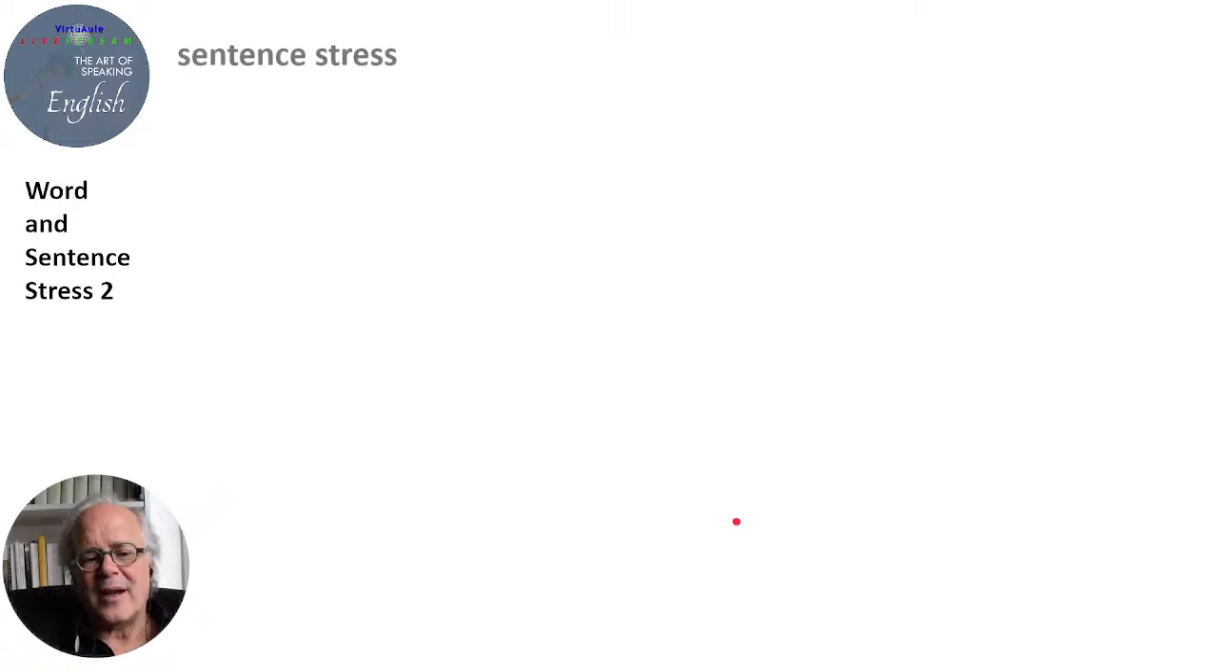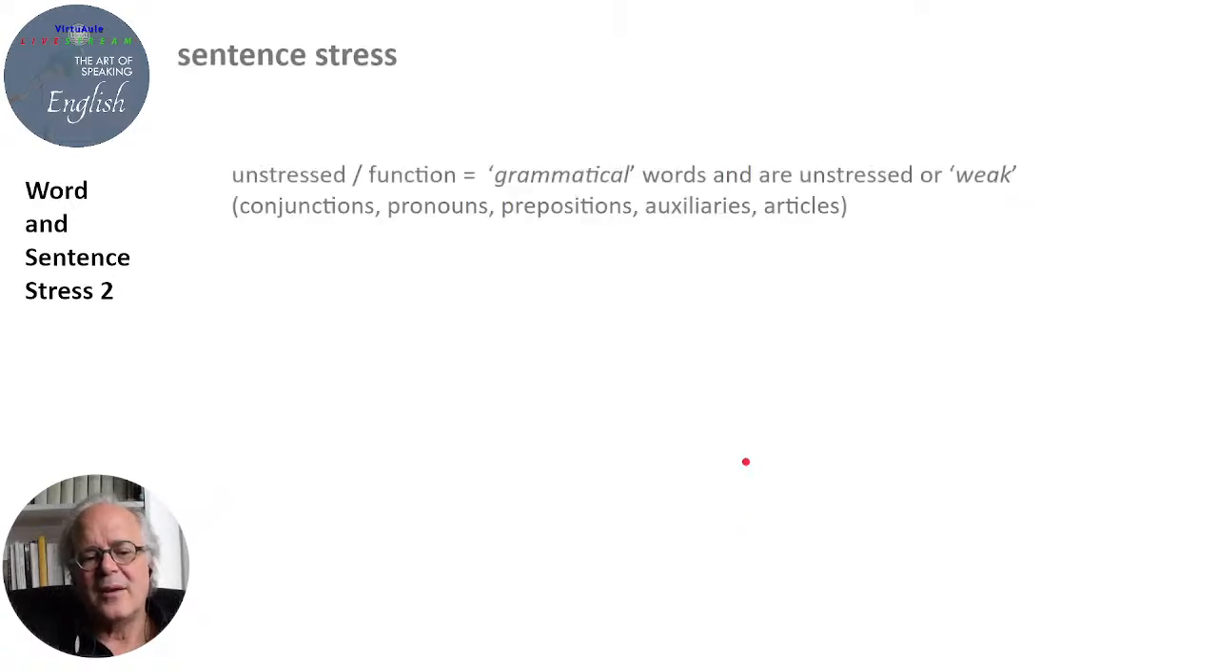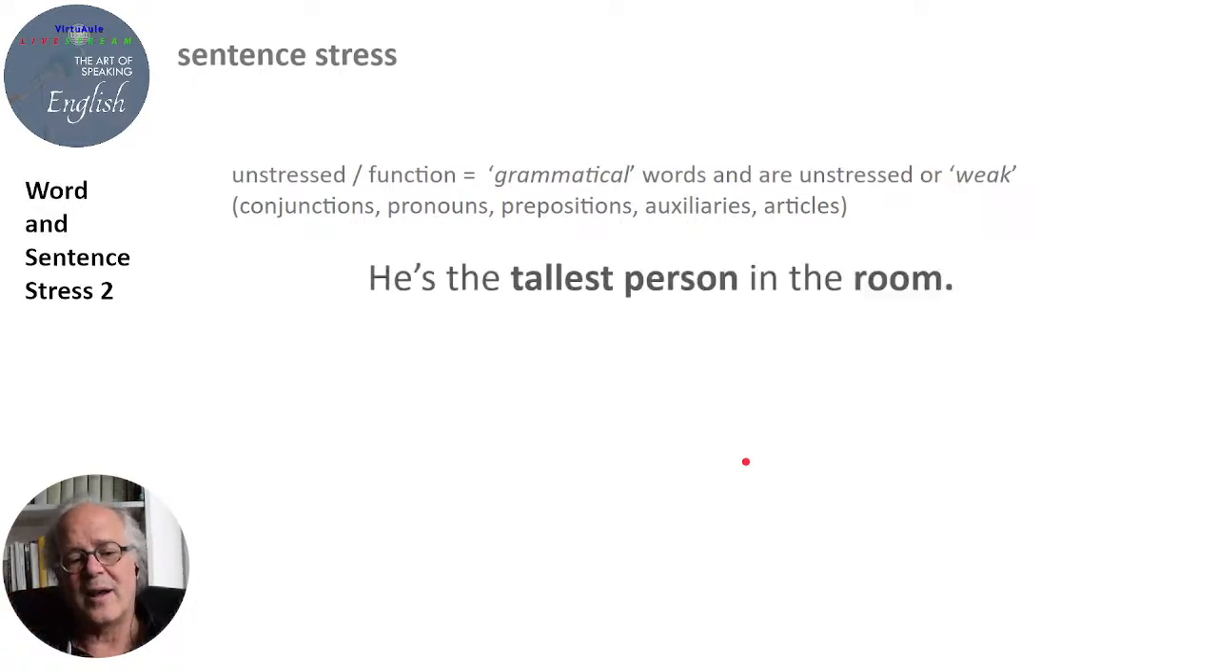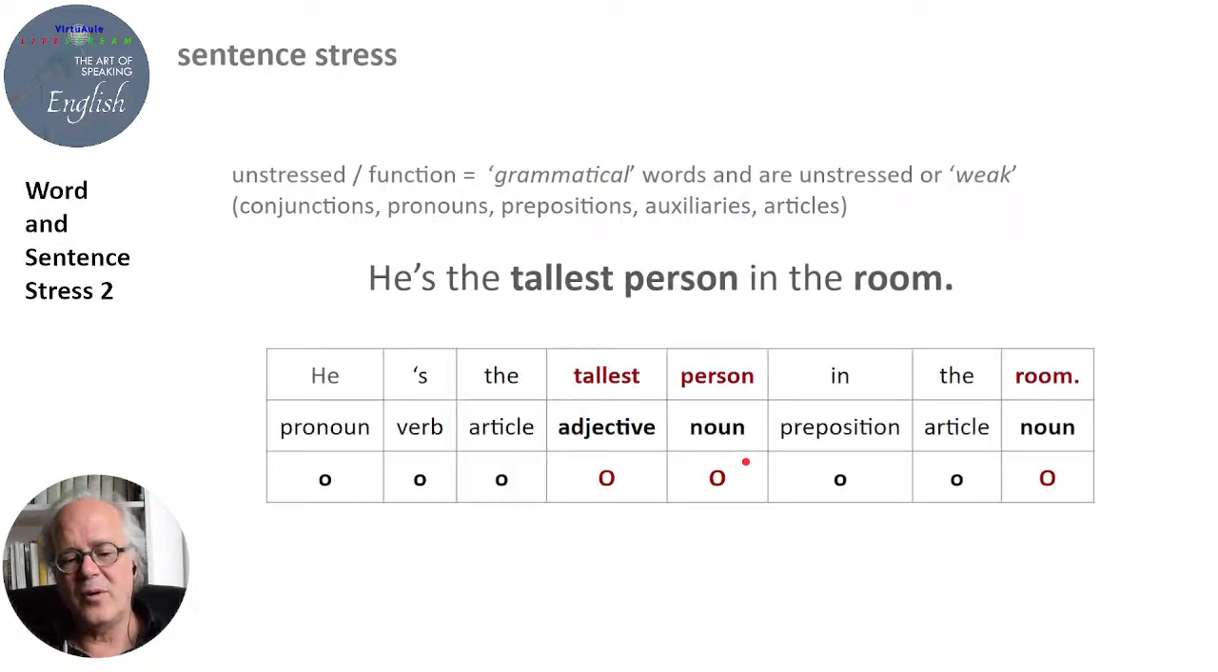Okay, so sentence stress, we can consider the stressed function. The grammatical words are unstressed, weak. Conjunctions, pronouns, prepositions we saw in the charts, articles, auxiliaries, those are unstressed. He's the tallest person in the room. We saw this last time. He's the tallest, adjective, person, the noun, in the room. The room is the noun, so we have this intonation. Da, da, da, da. He is the tallest person in the room, you see.